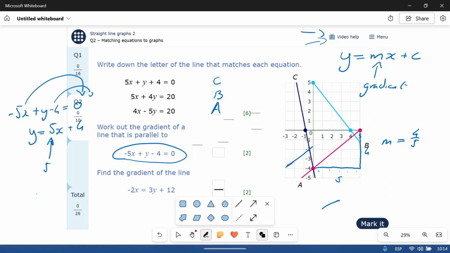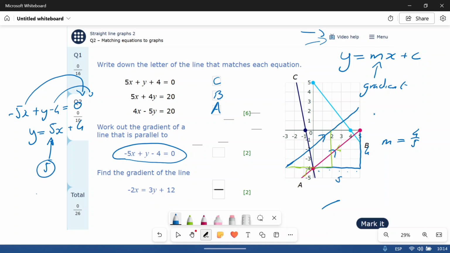Okay, so see, these two lines are parallel. They will never cross, like a railroad track. The gradient of the parallel line will be exactly the same. So if lines are parallel, they got exactly the same gradient. So if this line here, the gradient is 5, the parallel line, the gradient will be 5. Okay, watch the video for more help.